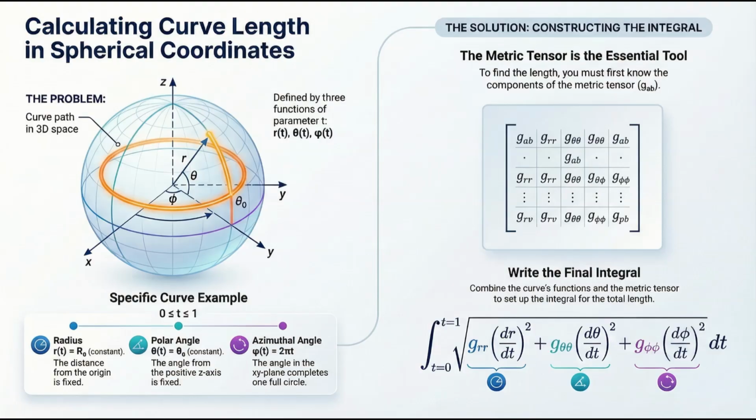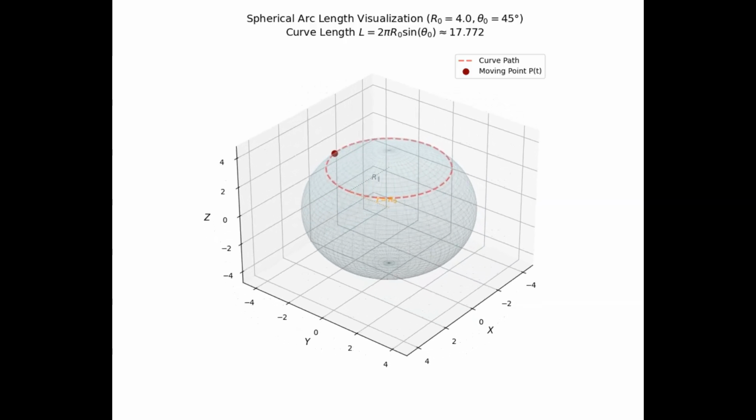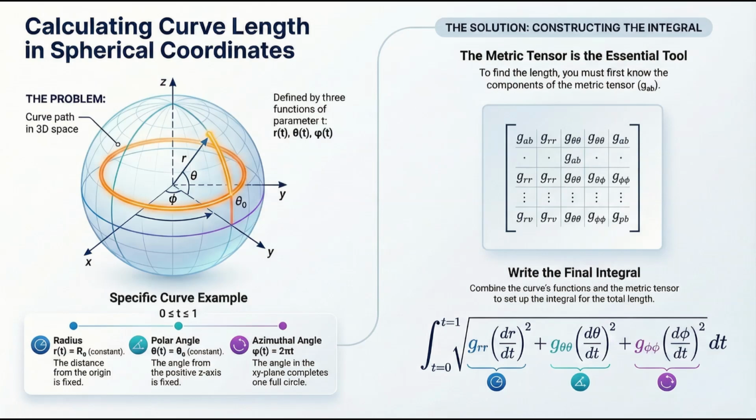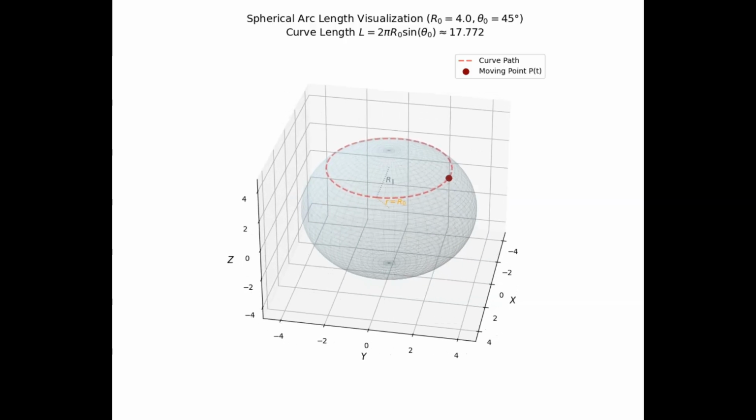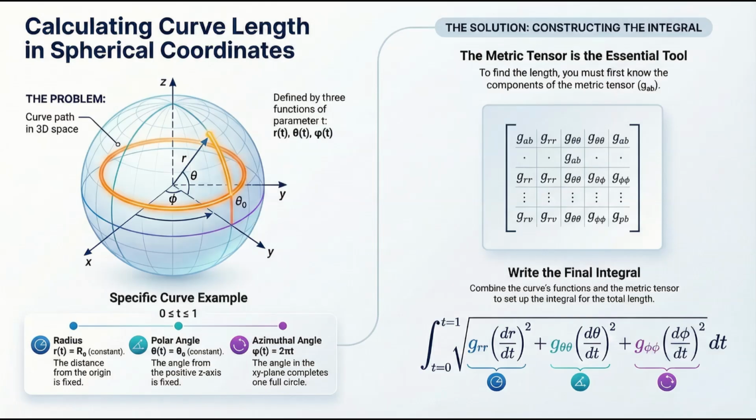And finally, we put it to the test. Does all this abstract math actually work? Well, we trace a simple path, a circle on the sphere, where the radius and polar angle are held constant. And what's amazing is that the complex arc length integral just simplifies down perfectly to the circumference formula we all know and expect. It's the ultimate check, showing the math lines up exactly with physical reality.